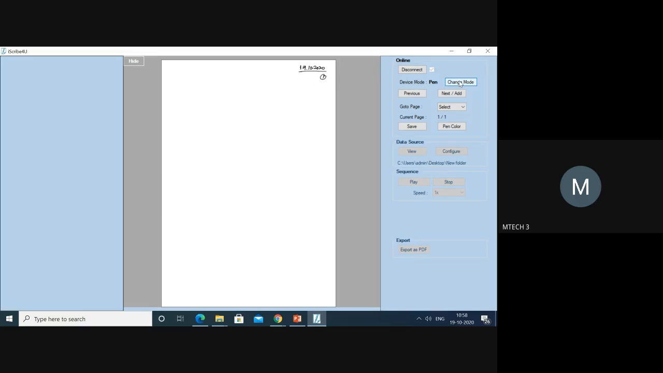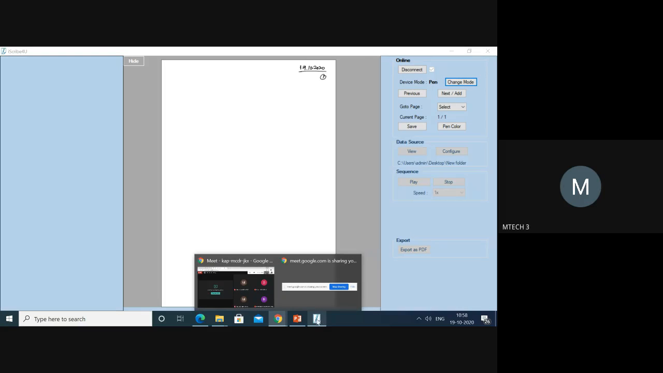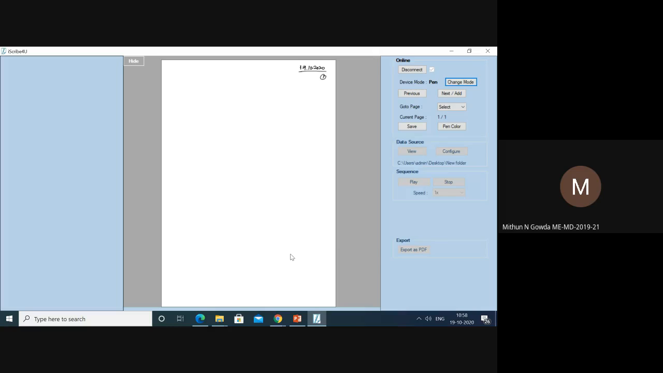What have we done last class? Temperature sensor. Okay, right. So last class we discussed the temperature sensor, and I'm just listing the various different types of temperature sensor.